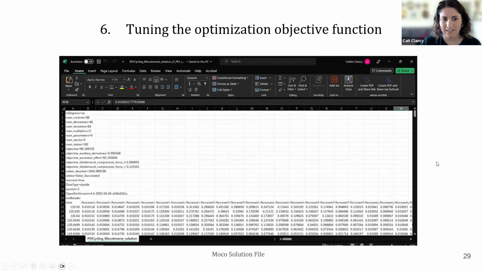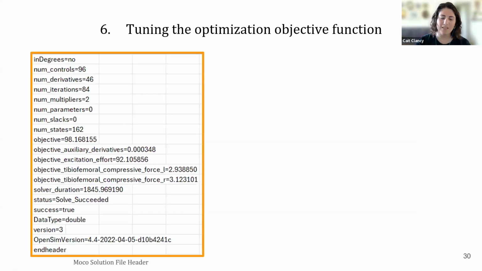What I've shown here is a screen capture of the solution file after we solve a Moco problem. And for those who have used Moco, you might be familiar with this, and you see all of the good stuff right here, which is our controls from all of our muscles and all of our coordinate actuators. And those are great, because how do we figure out what's driving the motion without those? But I also want to point us to the header. This is really helpful and full of helpful information. In particular, today I want to draw our attention to these few lines right here.